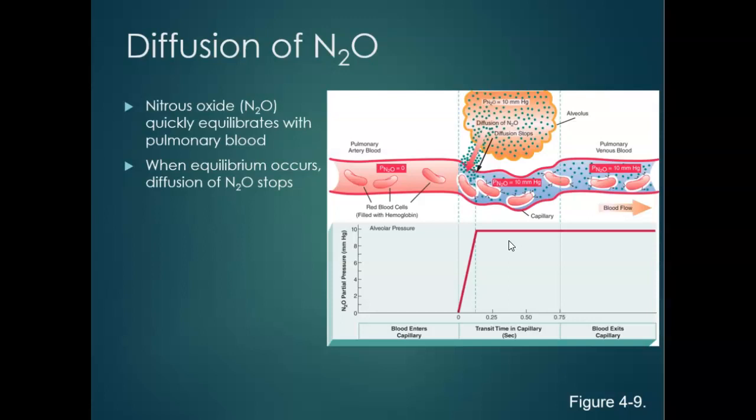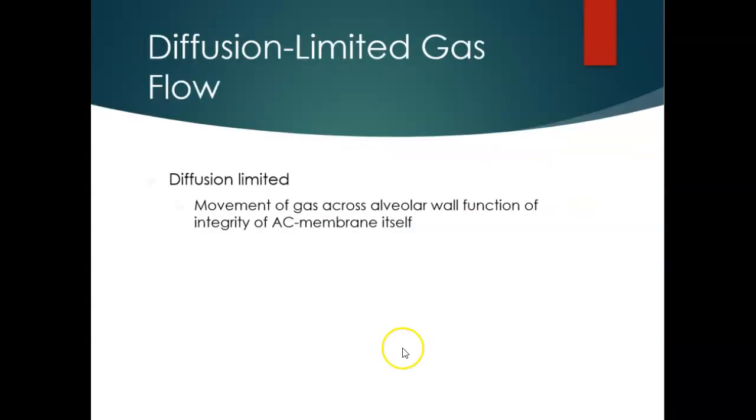Okay. Then we have things that are diffusion limited or ventilation limited. So the movement of gas across that alveolar wall is dependent on the integrity of the AC membrane itself. How thick that membrane is or how much surface area there is with that membrane is really what's affecting how much gets through.